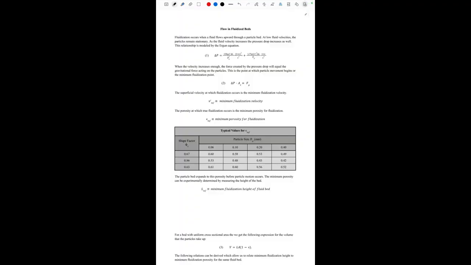We're going to discuss flow in fluidized beds. So fluidization occurs when there is a fluid flowing upward through a particle bed. As you can imagine, there is a gravitational force acting down on the particles because of their mass, but as the velocity increases, the pressure drop increases, and there is a force caused by this pressure drop acting upward on the particles. Eventually, as the force acting upwards increases, it will equal the force of gravity, and at this point particle movement will begin to occur, and that is known as the minimum fluidization point.